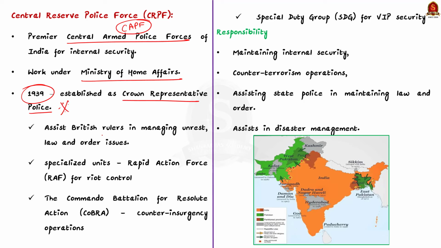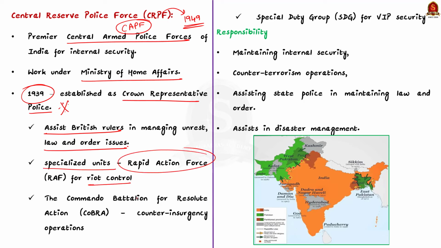This is to assist the British in managing law and order issues. So it is one of the oldest central paramilitary forces. After independence, the force was renamed as the Central Reserve Police Force by an Act of Parliament in 1949. CRPF has specialized units like the Rapid Action Force for riot control, the Commando Battalion for Resolute Action for counter-insurgency operations, and the Special Duty Group for VIP security.